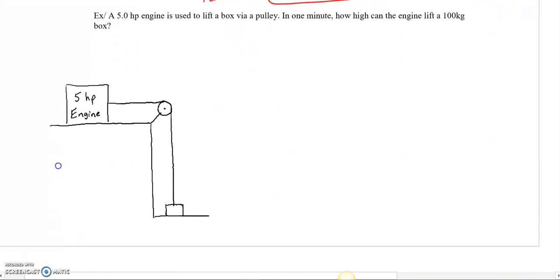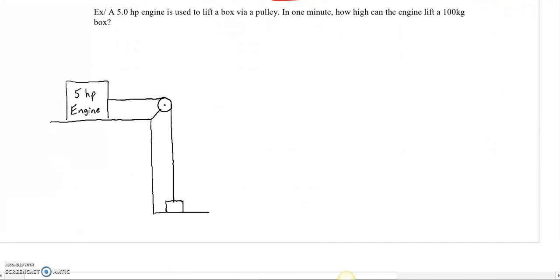Last but not least, we've got a 5 horsepower engine that's used to lift a box via a pulley. In 1 minute, how high can the engine lift a 100 kilogram box? This is our 100 kilogram box down here. We're going to lift it up using this machine, engine. And so the work done by the engine is going to equal the change in gravitational energy of the box. The box is going to get lifted up. That changes its gravitational potential energy.